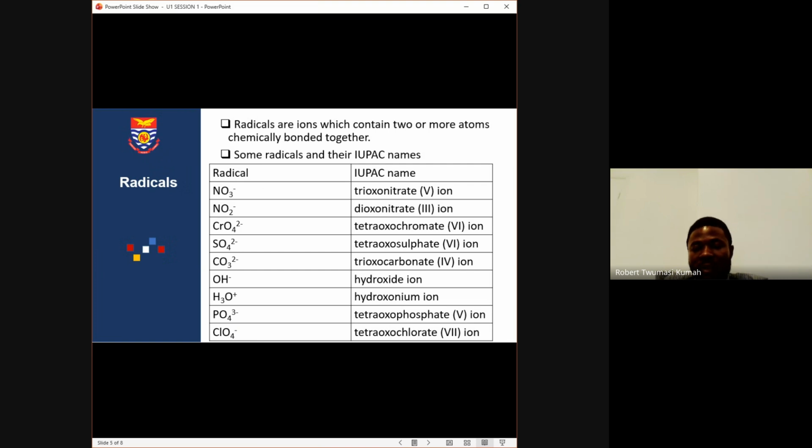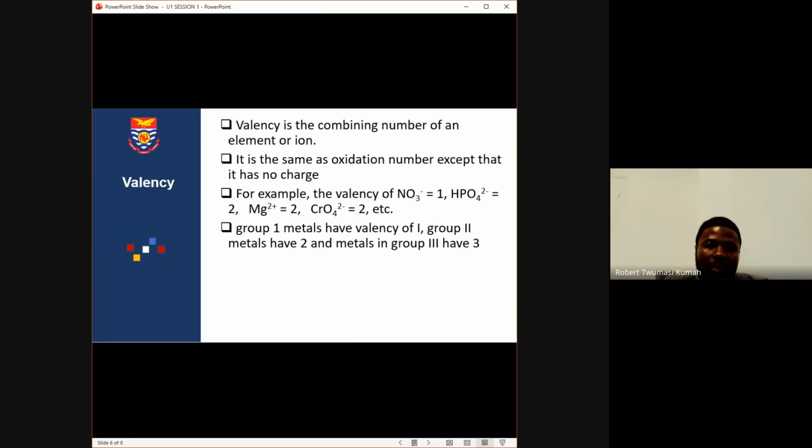And so we don't split them. If anything comes to join them, then we will split whatever is coming to join them away, rather than splitting the bond that exists in the radical. And then we have our last thing for this session, which is valency.